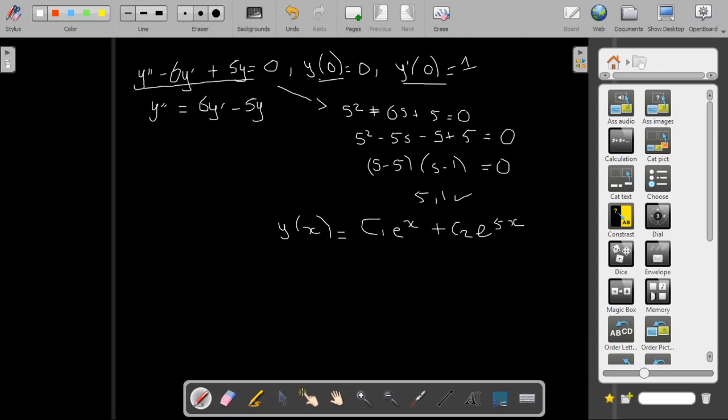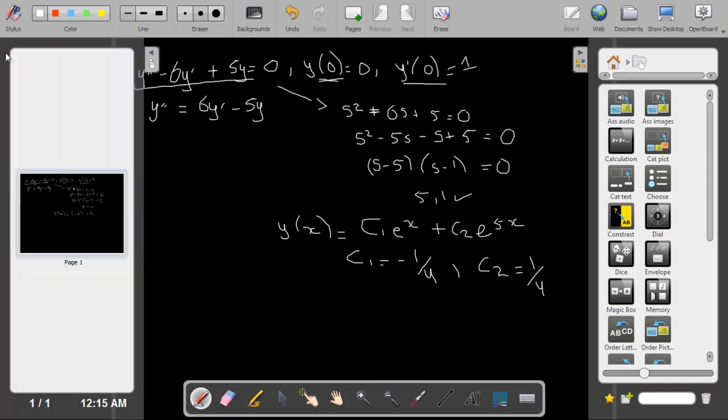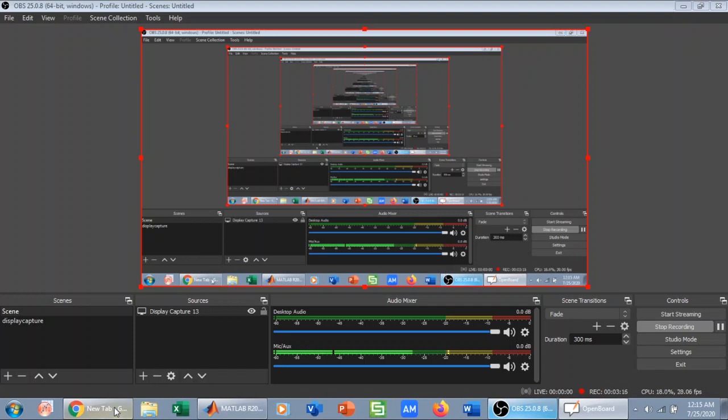Now if we use the initial conditions y of 0 is equal to 0 and y prime of 0 is equal to 1, we will have c1 is equal to minus 1 by 4 and c2 is equal to 1 by 4. So we can put in this c1 and c2, and then that will be my solution to this differential equation. So now I will go to Simulink and I will try and perform this in my Simulink.